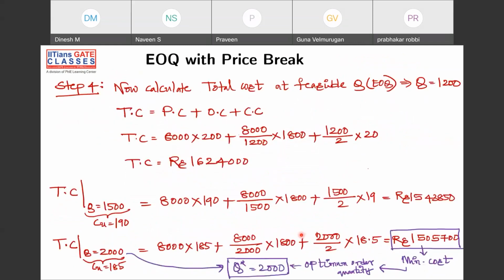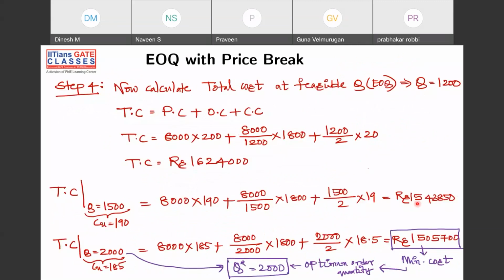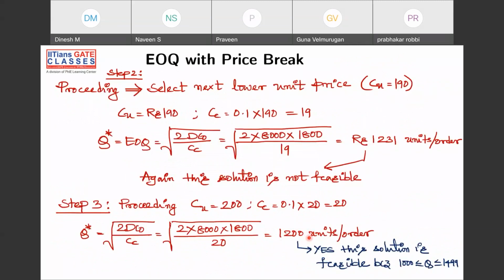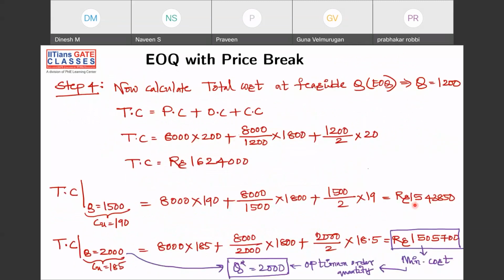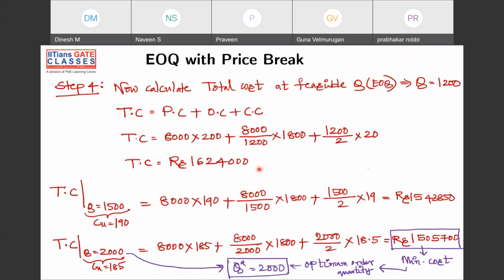So I'll calculate the cost at 1200. I got the cost at 1200 as 16 lakh 24,000. At the price break of 1500, I calculated and I'm getting 15 lakh. Another price break at 2000, I calculated and got around 15 lakh 5,000, here 15 lakh 43,000. So the minimum cost is occurring at 2000 quantity. So the EOQ is 2000. This is a simple procedure. Anyway, don't worry about the procedure, but you have to understand that the price break is happening at such and such quantity. So this is another model, with price breaks.